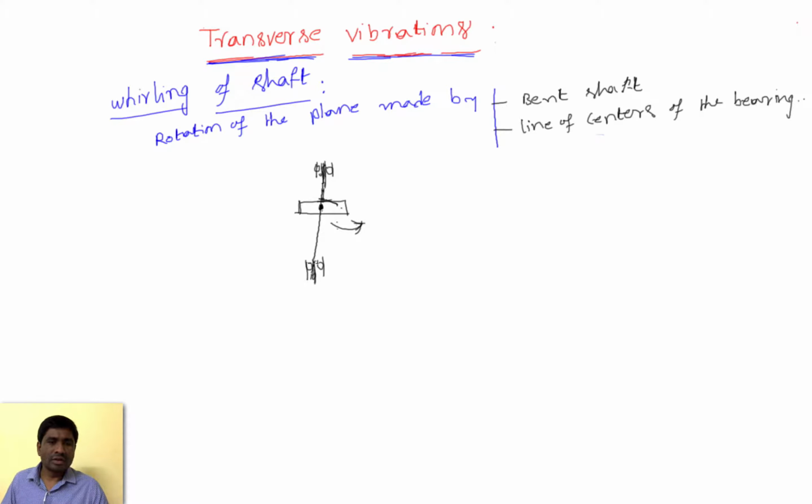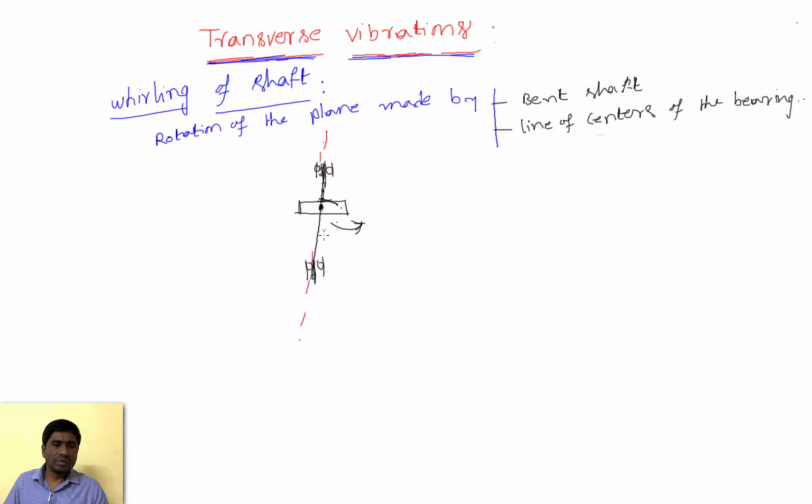when the disc is rotating, the shaft also rotates within the bearings and it won't bend sideways. But in the actual scenario, what happens? It will just move away from the center line. So here the center line is this one. This is the center line.